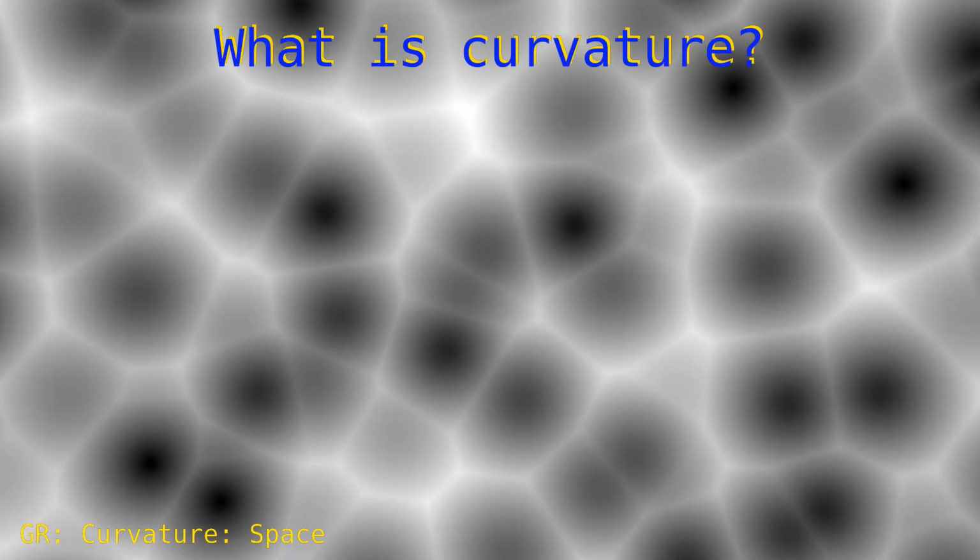General relativity tells us that space-time is curved. What does that mean? Well, there are two very different ways of looking at it. But before we look at curved space-time, let's look at curved space without time.